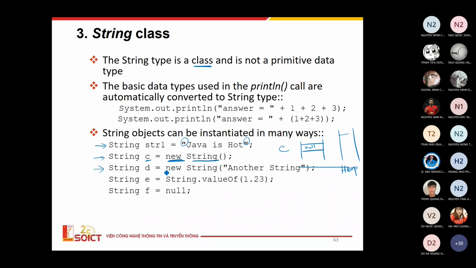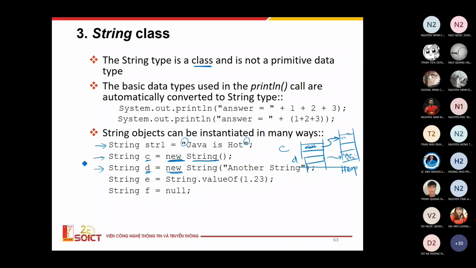For this syntax, you will create a new string. Here you have an assignment, and here is the empty string. And for D, we refer to a new string again, and it has the value of another string.